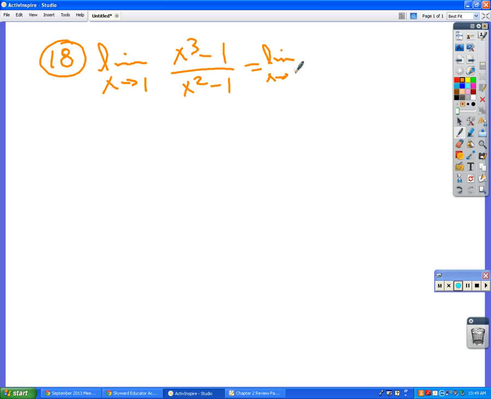So the next thing you're going to do is factor and cancel. We had this on the board yesterday. The difference of two cubes is a minus b, so this is going to be x minus 1 times a squared, which in this case would be x squared, plus a times b, so 1 times x is x, plus b squared, which is 1.